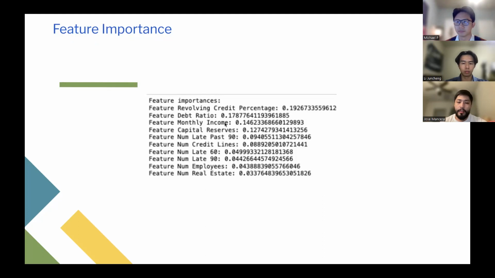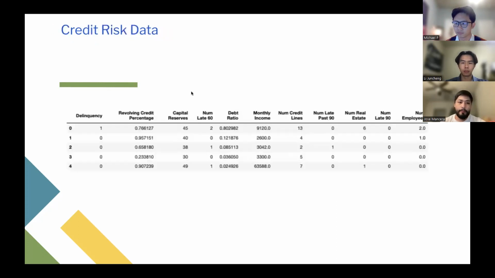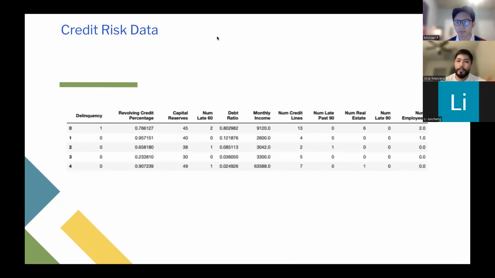So in this case, it was the revolving credit percentage, which I think is simply your ratio, how much credit you use versus debt. So it's just some calculation along those lines. And then just a quick preview of how the data looked. They had a few different things, from what we're trying to predict, the delinquency, to the one I just mentioned, and various types of past due payments that would range from 60 days, 90 days, and their income, things like that.